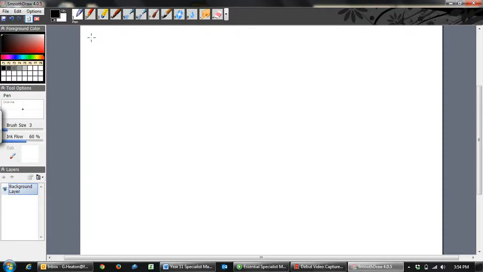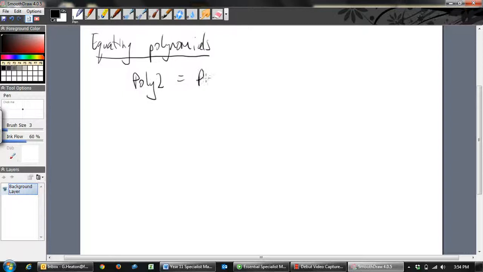Okay, now the next thing that we have to talk about is equating polynomials. And what that means is if we have two polynomials which are equal to each other, say polynomial 2 is equal to polynomial 1, then this means that all of the powers' coefficients must be equal to each other.